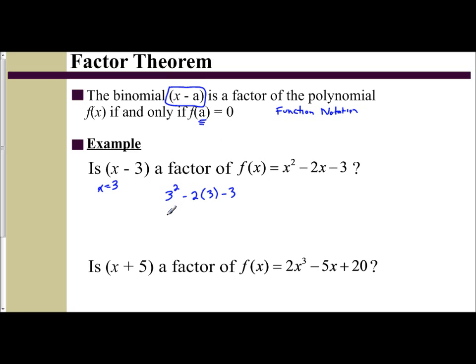So let's see, 3 squared is 9. Negative 2 times 3 is negative 6, minus 3. 9 minus 6 minus 3 is 0. So is x minus 3 a factor of the function? And the answer is yes. When I plug in the solution to the binomial, when I plug in x equals 3, I do get 0. So therefore it is a factor. And we can try it again for this one.